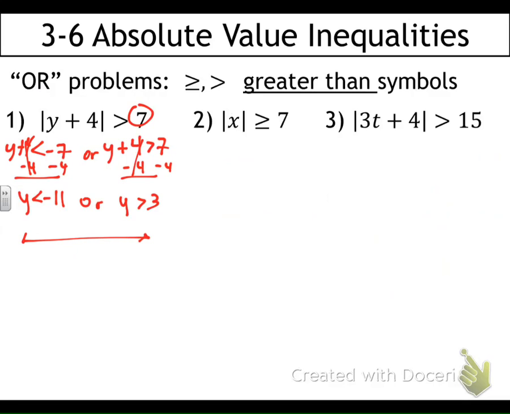We need a 0 for the middle, a 3, and a -11. These are going to be open circles, and these are OR problems, so we know that they should be graphed outside, so going both to the right and to the left, so the middle is not shaded at all.